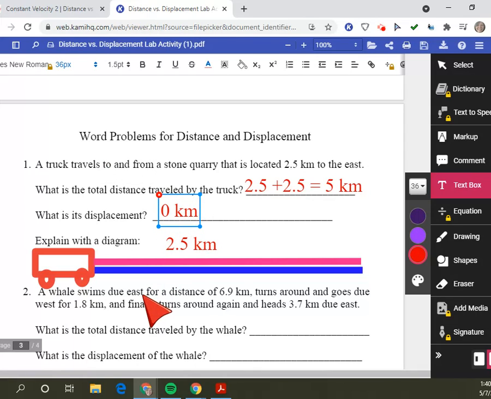Okay. Maybe a thumbs up if that makes sense. We're still just differentiating these two words, just using distance and displacement properly.